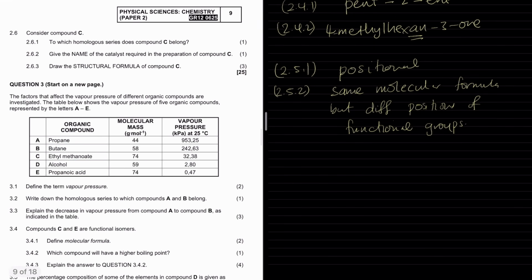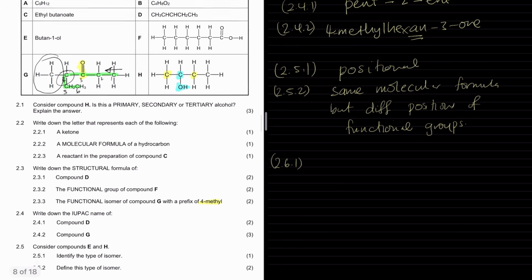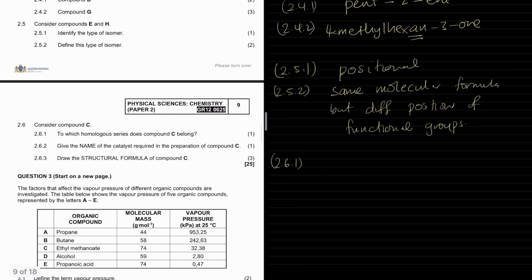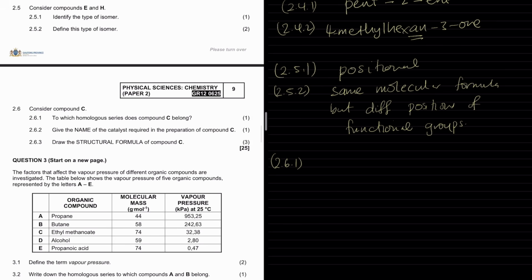Let's move on to question 2.6. Question 2.6.1 says, consider compound C. Compound C is ethyl butanoate, we've spoken about this. To which homologous series does it belong? It is an ester. 2.6.2, give the name of the catalyst required to prepare an ester. To prepare an ester, you need concentrated H2, well, they want the name, so concentrated hydrochloric acid.